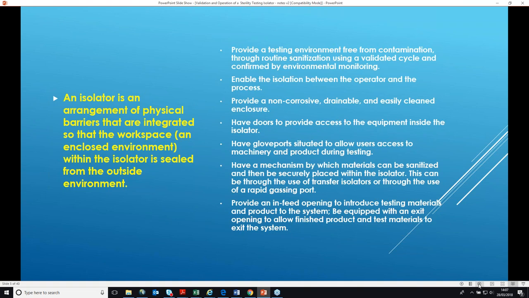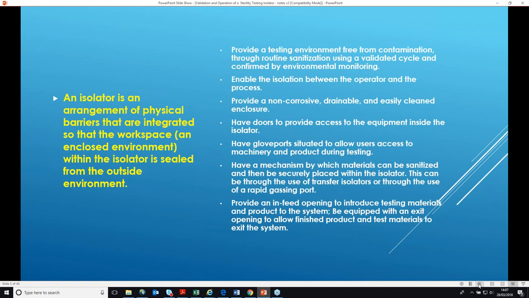Isolators enable the isolation between the operator and the activity. Isolators have doors to provide access to the equipment inside the isolator. Isolators have glove ports situated in such a way to allow the tester to access the necessary machinery and also to handle the finished product.